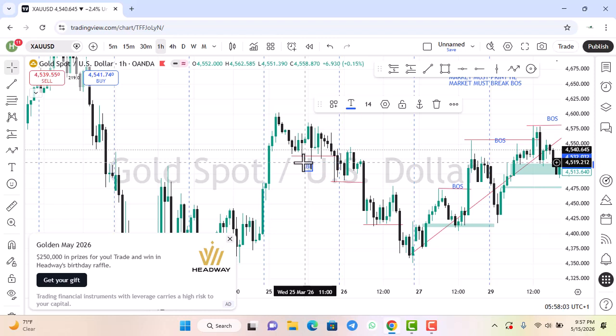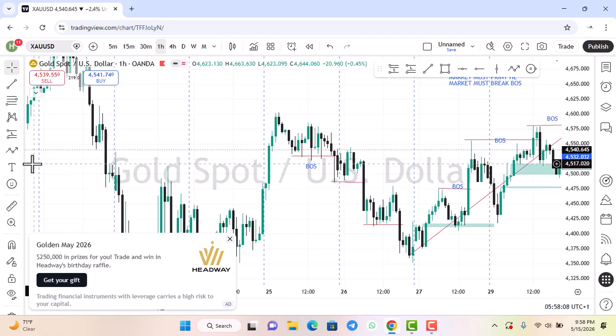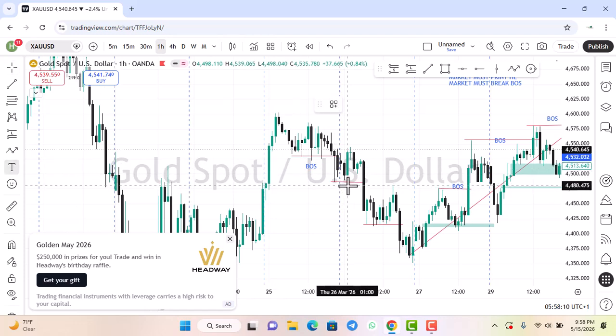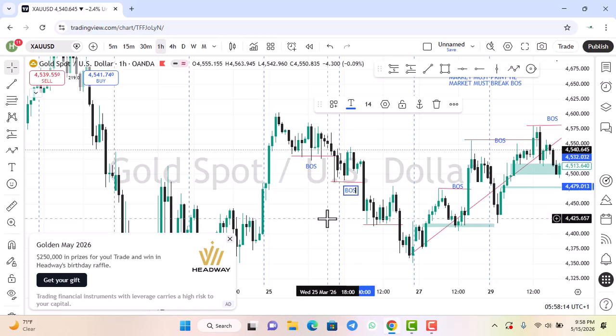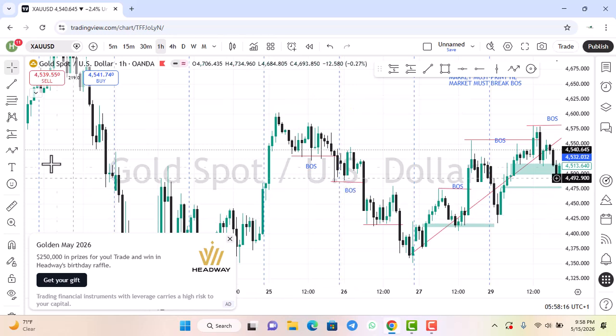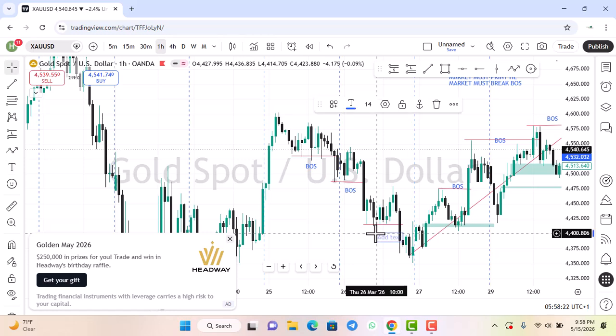BOS in a downtrend. And here we have our valid break of structure in a downtrend. BOS in a downtrend. And here again we have our valid break of structure in a downtrend. Okay, valid break of structure in a downtrend.